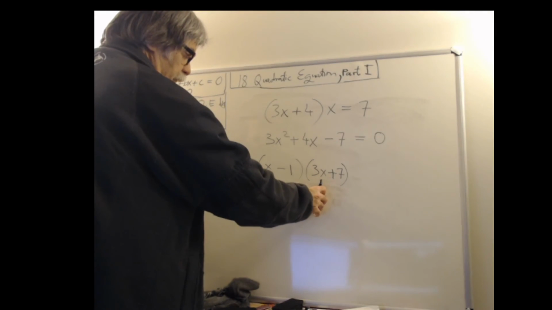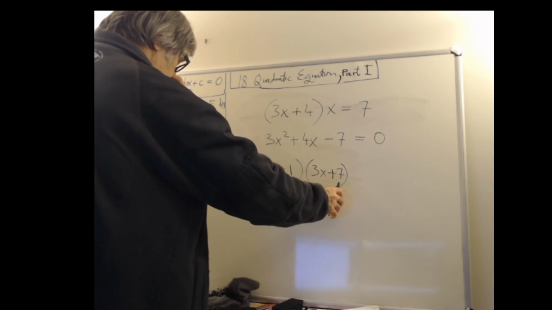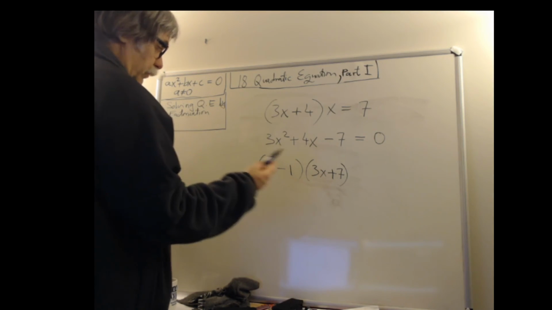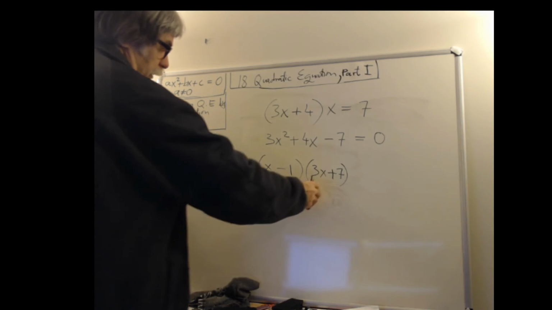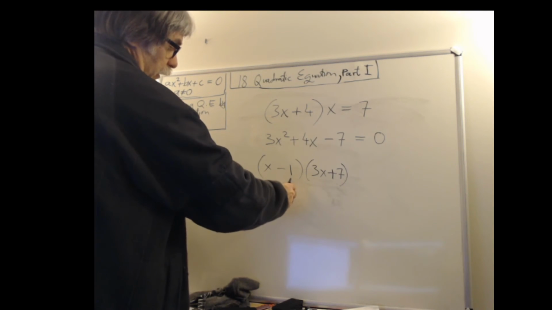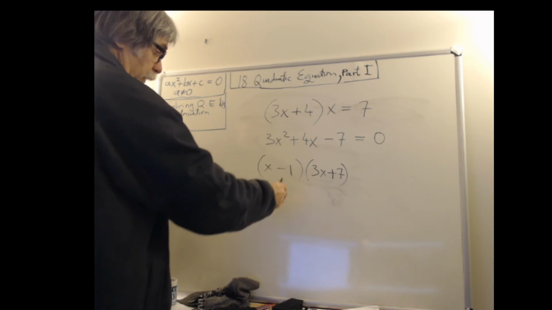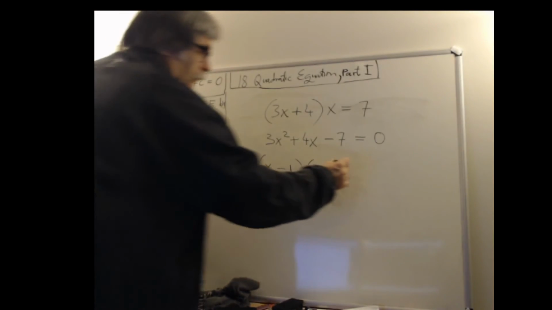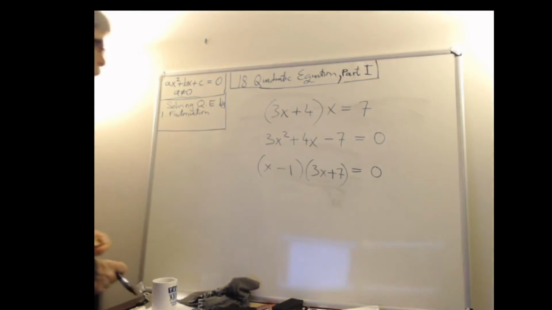So you can check the middle term. This is negative 3x, this is positive 7x, 7x minus 3x is 4x, and of course the rest is also something you need to work out. So I have the x times 3x is 3x squared, and the L is FOIL, right? The L is negative 1 times 7 is negative 7, so this works. Okay, so I just factorized this.